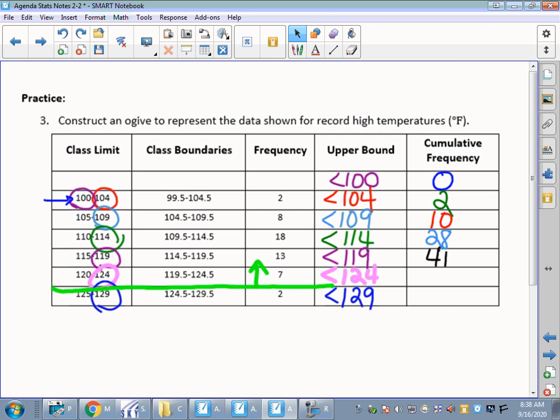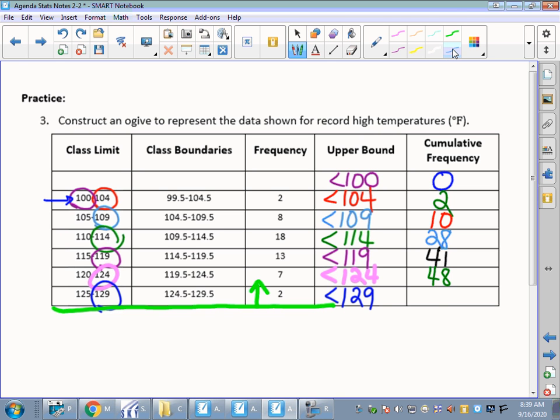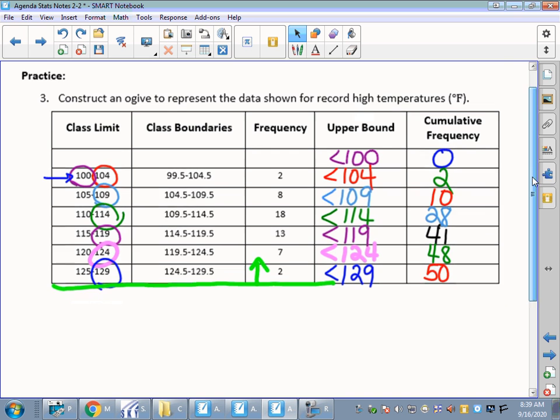And then how many data points do I have less than 124? Well, 7 more makes it 48. And how many data points do I have less than 129? Well, that would be all of them, or the 2 more that I just added on, so 50 data points. If I had checked those other ones, I would be willing to bet that my sample size, or my n, was equal to 50. So now I'm going to do this just like we did before.